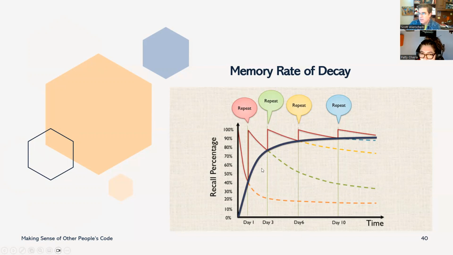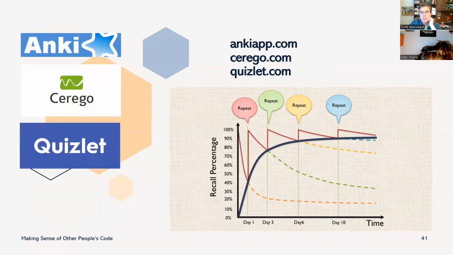And basically this rate of decay is something you can take advantage of by reviewing the information that you've learned on a regular basis, ideally after 1 day and then 3 days and 6 days. If you can do that, then you have a much better chance of remembering things long term. This is called spaced repetition, and there are a couple of tools that help you to do that.